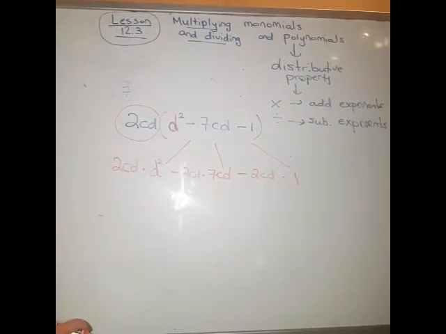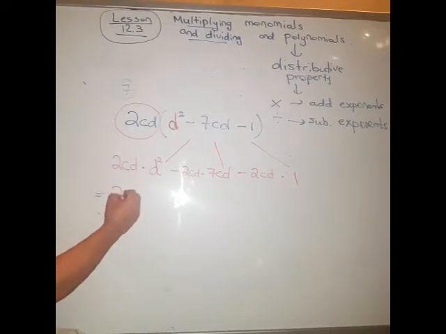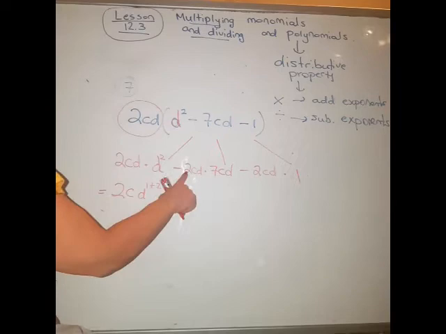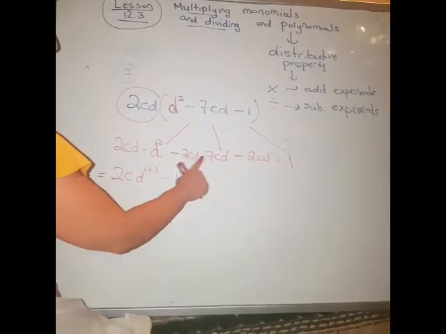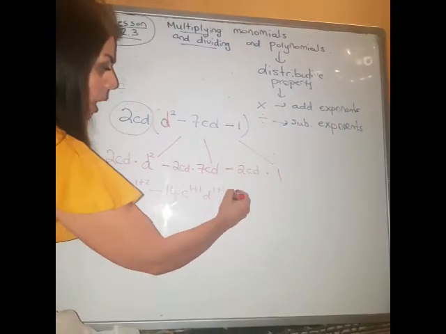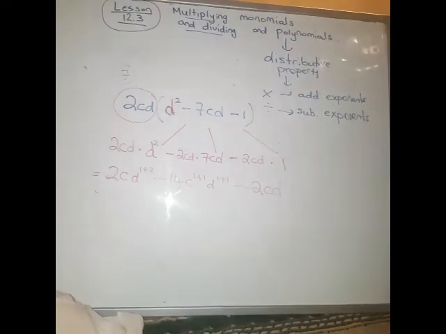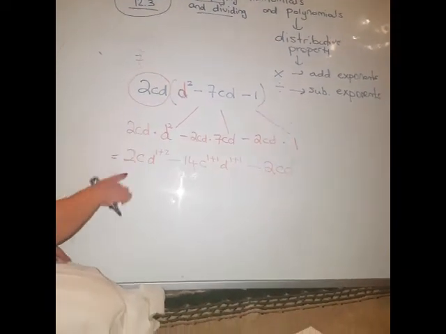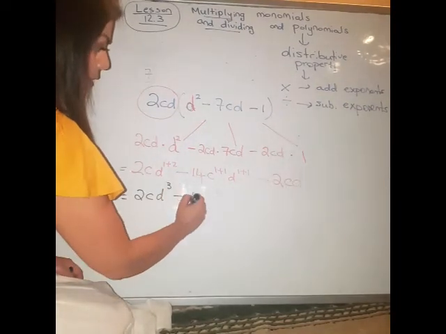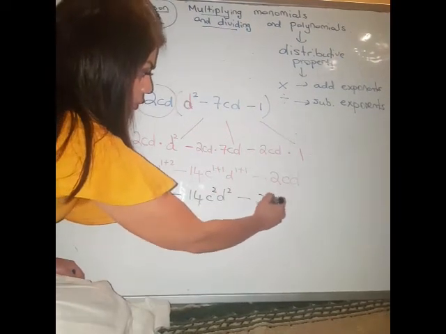I start adding my exponents. 2 times nothing is a 2. The c, is there another c? Nope. I have a d1 and a d to the second, so it's 1 plus 2, minus 2 times 7, 14. I have a c and a c, which is 1 plus 1. I have a d and a d, which is 1 plus 1 again, minus 2 times a 1 is a 2, and I bring down the cd because there are no more variables. Now I start adding my exponents. 2c d to the third minus 14 c to the second d to the second minus 2cd.